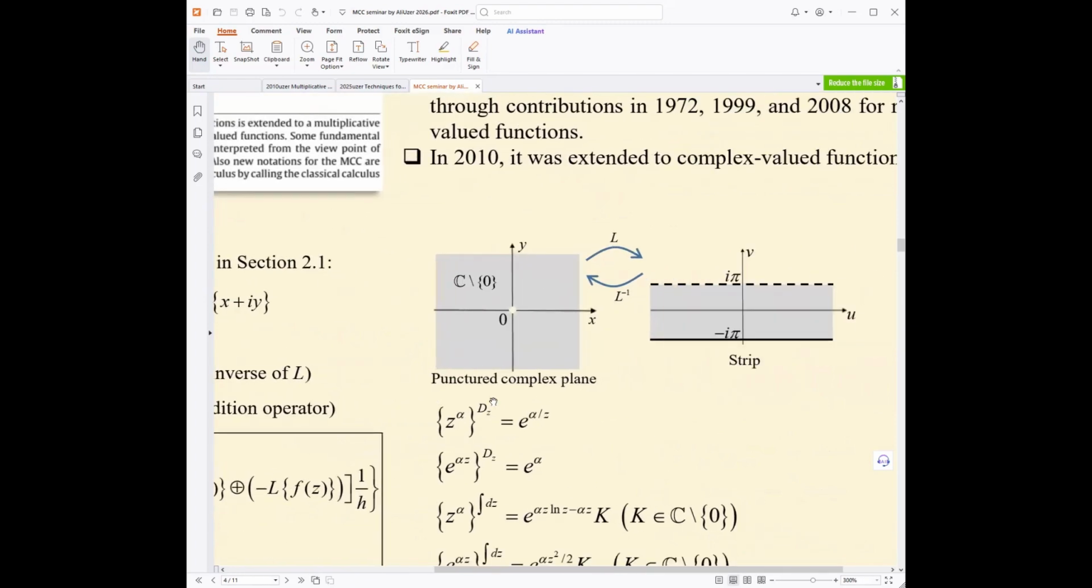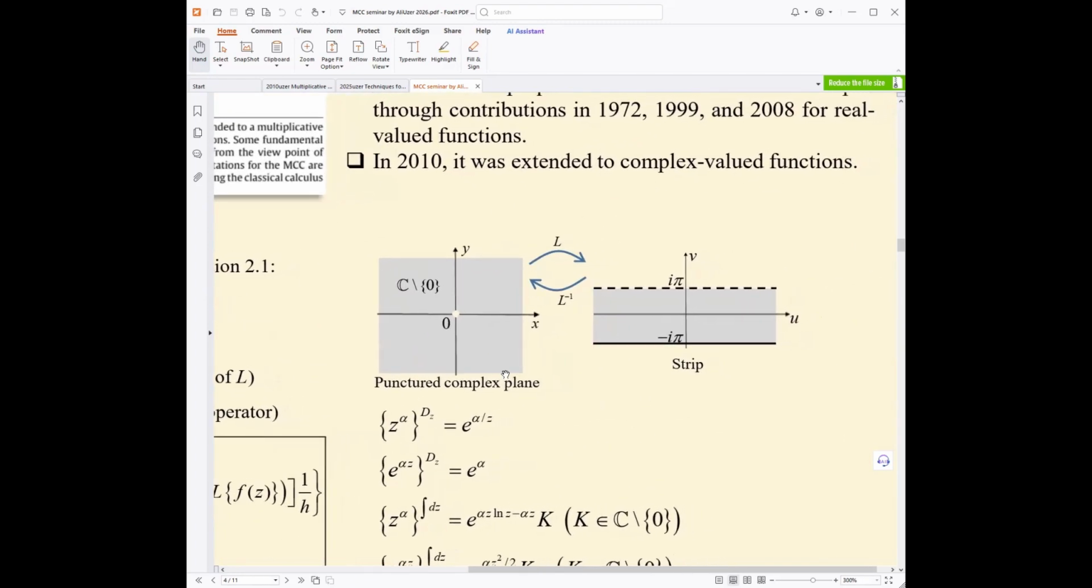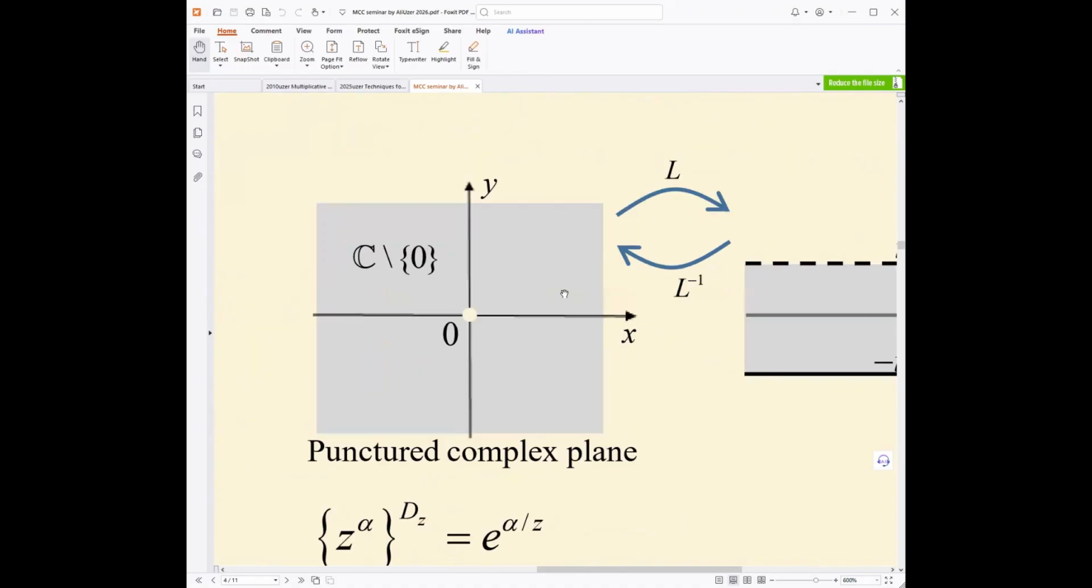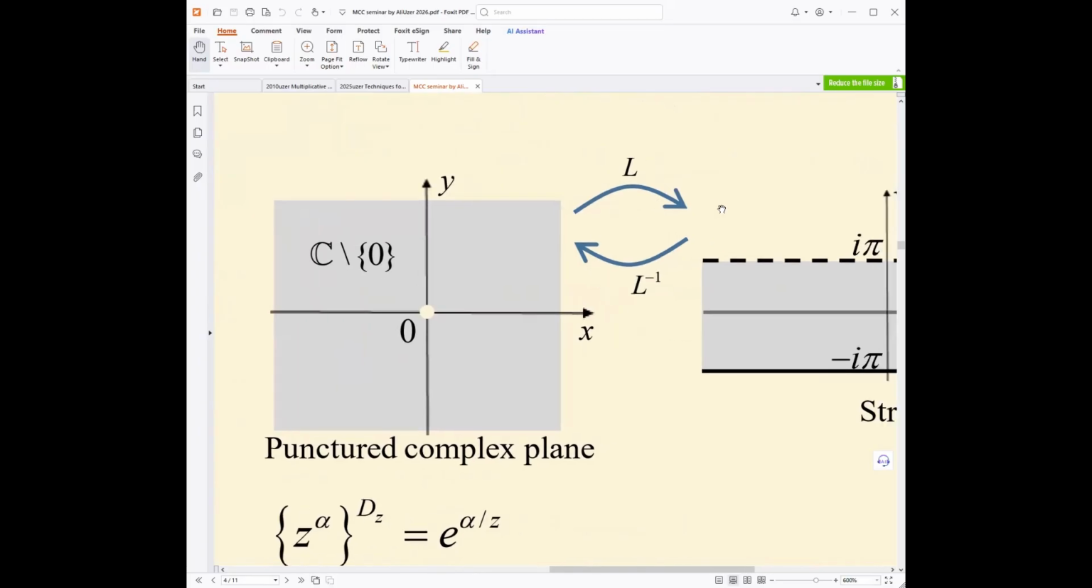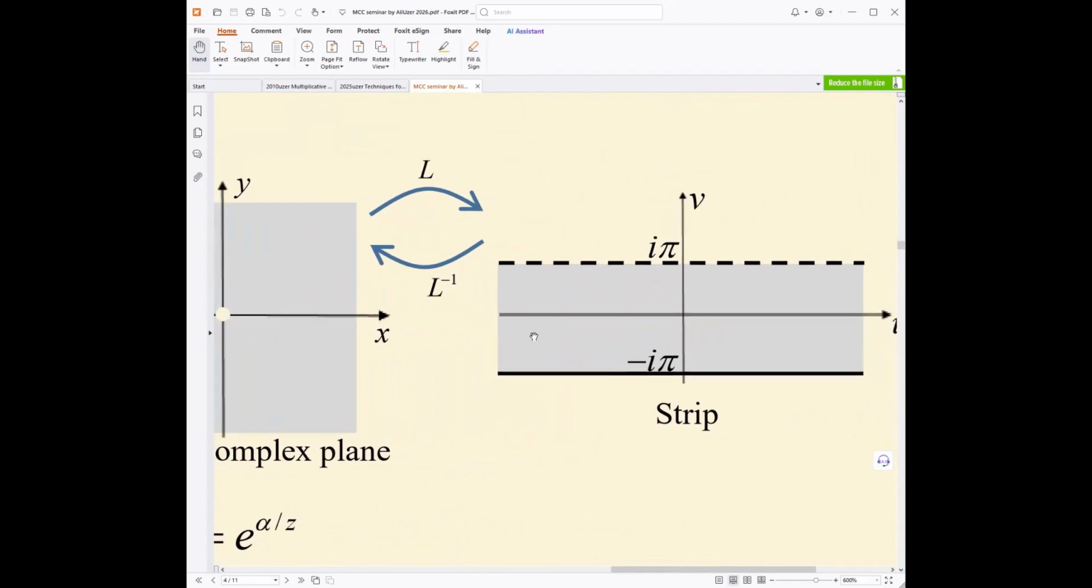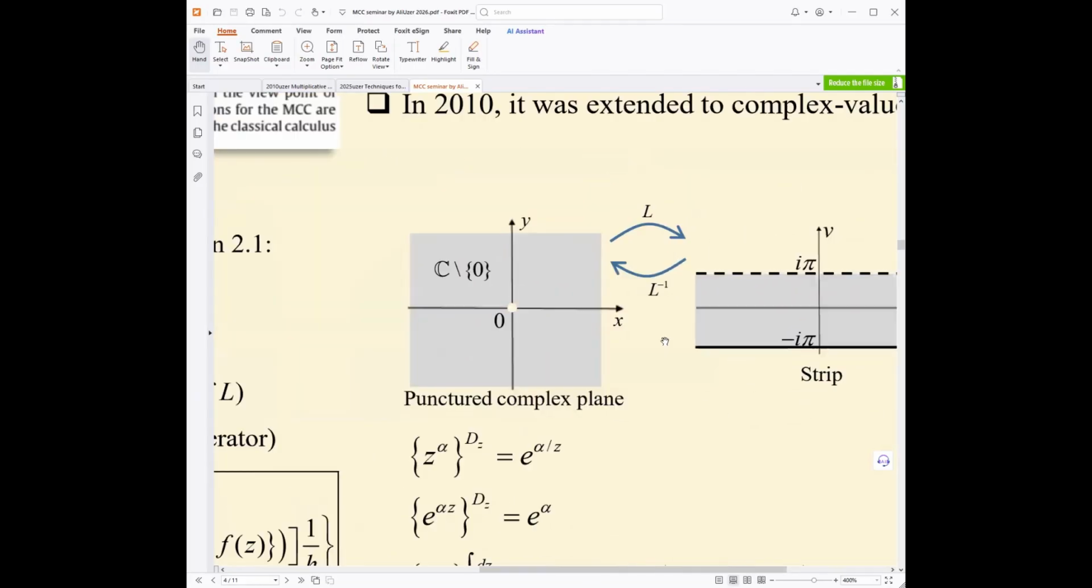And then I define two sets of numbers. One set of numbers is the complex plane, as you know, the whole complex plane, but 0 is excluded. You see, there is a complex plane that is punctured at the origin. This is the domain of the L operator, and this domain may be mapped onto a strip on the other domain by means of the L operator. It is mapped onto a strip. And the inverse operator can map any number in this strip into the normal complex plane.